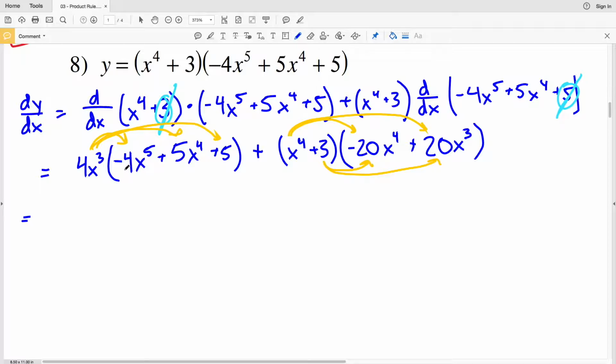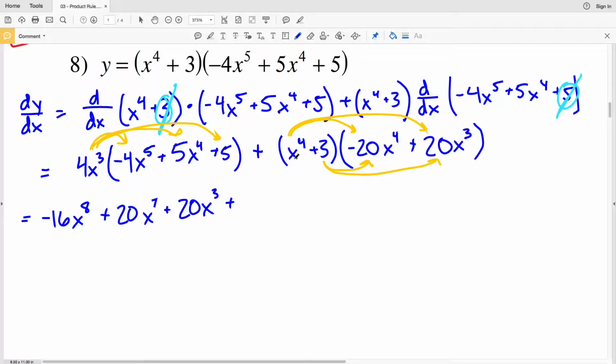4x cubed times negative 4x to the 5th. 4 times negative 4 is negative 16, and x cubed times x to the 5th is x to the 8th. And that's going to be added to 4 times 5, which is 20, and then x to the 3rd times x to the 4th is x to the 3 plus 4, which is x to the 7. And we're adding that to 4x cubed times 5, which is 20x cubed.